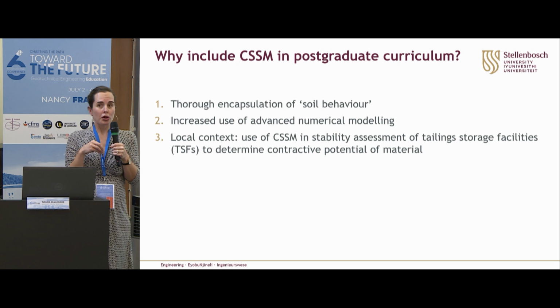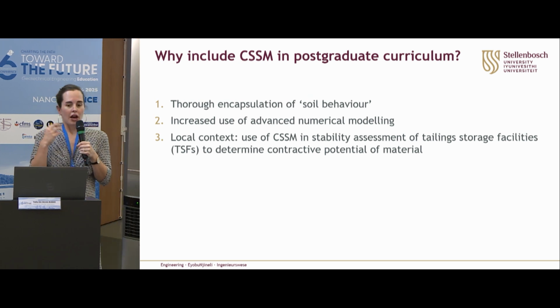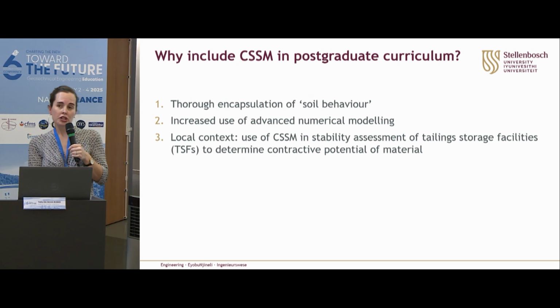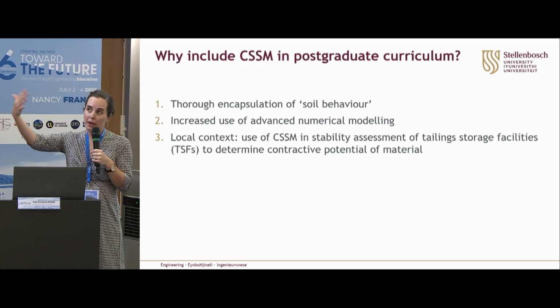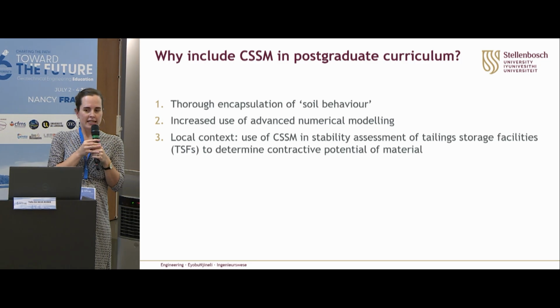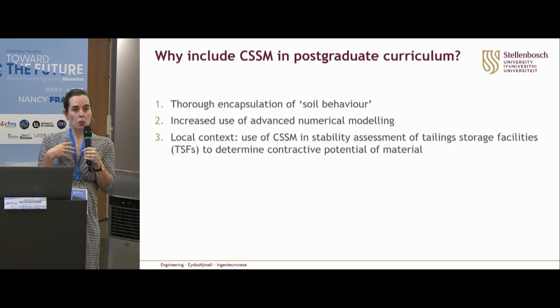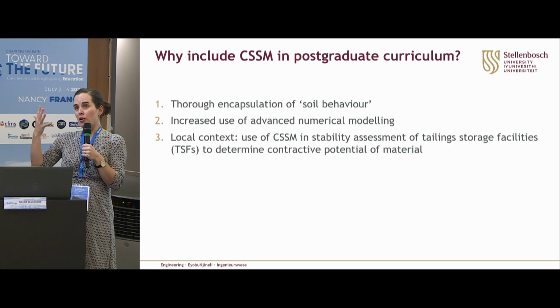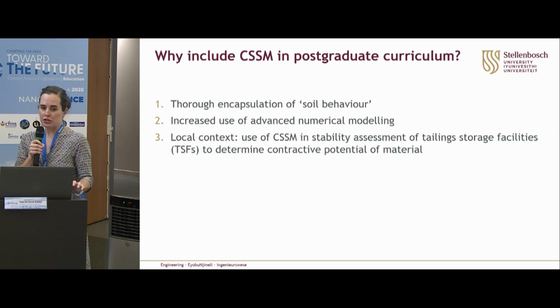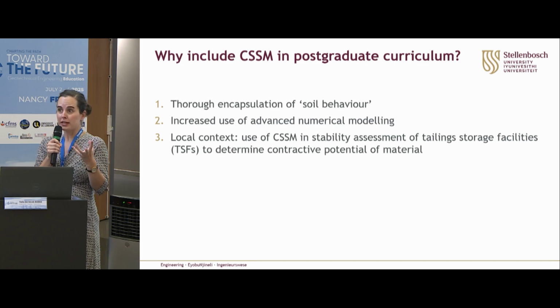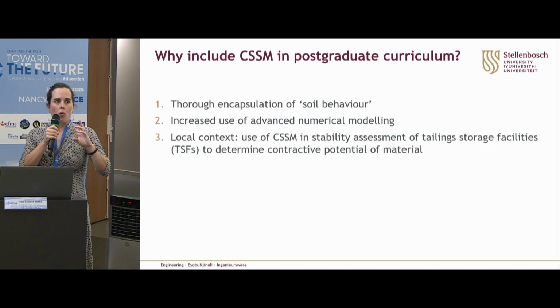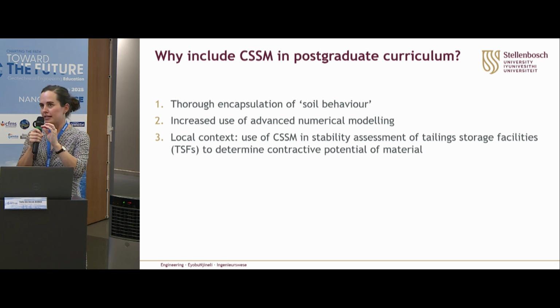And finally, in our local context, so in South Africa, critical state soil mechanics is increasingly being used in the stability assessment of tailing storage facilities. So we have a significant number of TSFs in South Africa, and these tend to be managed by the geotechnical engineers, not the mining engineers. And critical state soil mechanics is used to determine the contractive potential of the material, which leads to understanding if that static liquefaction failure is likely or not.